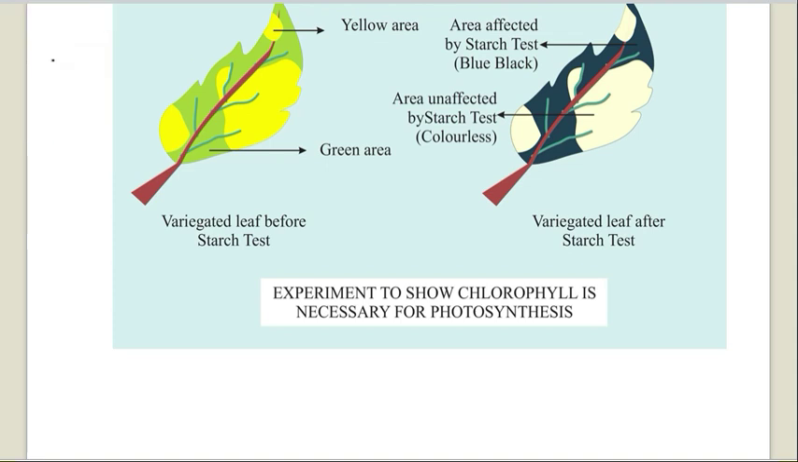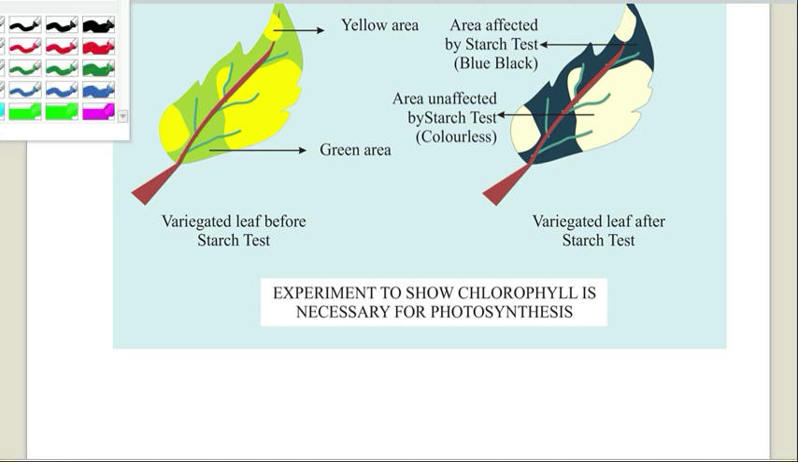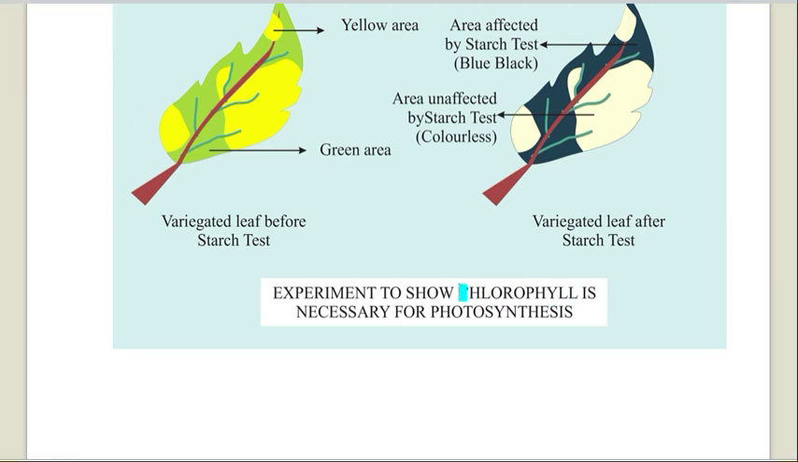Now we are about to discuss the experiment to show that chlorophyll is necessary for photosynthesis. You have to remember one thing, that it is a pigment. It is a magnesium containing pigment. Pigment is a chemical which imparts color, and here the pigment has the function of trapping sunlight. Why am I discussing this point again and again? Because this is an important point for the question.